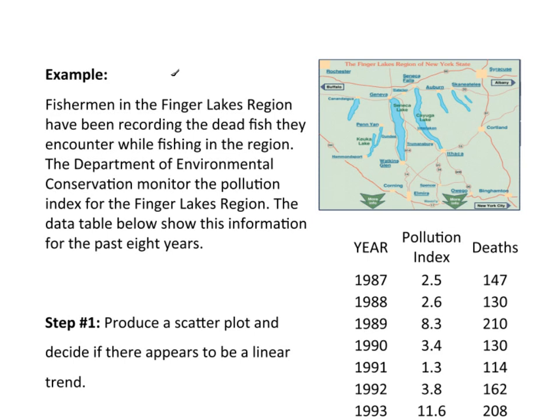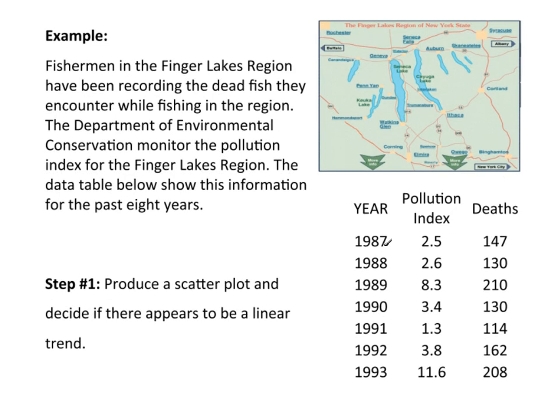So let's take a quick look at an example here. This is an example we looked at in an earlier chapter, but all we do is a scatter plot. The idea here is that fishermen in the Finger Lakes region, and this is Finger Lakes, New York, have been recording the dead fish they encounter while fishing in the region. The Department of Environmental Conservation monitored the pollution index for the Finger Lakes region. The data table below shows the information for the past 8 years. Actually, it's between 1987 and 1993. This is somewhat older data.